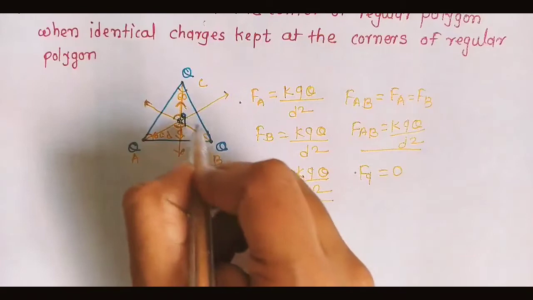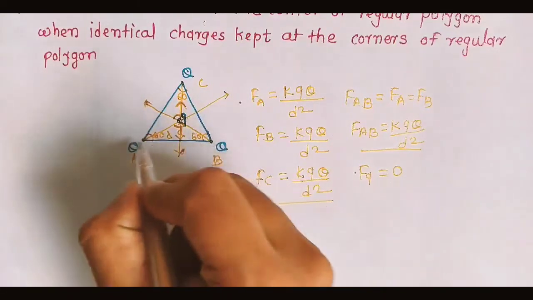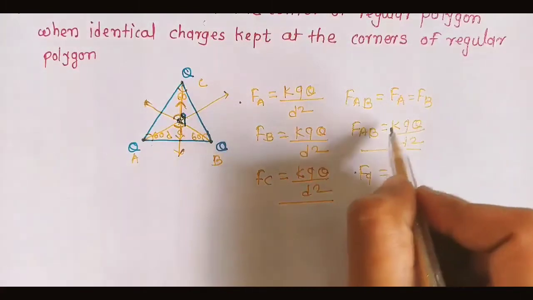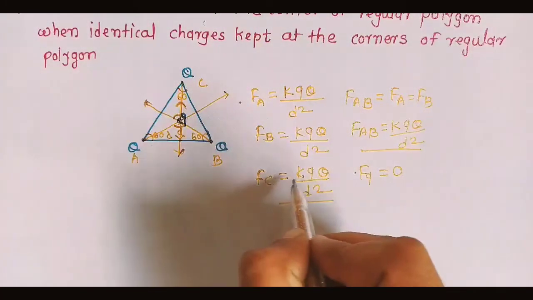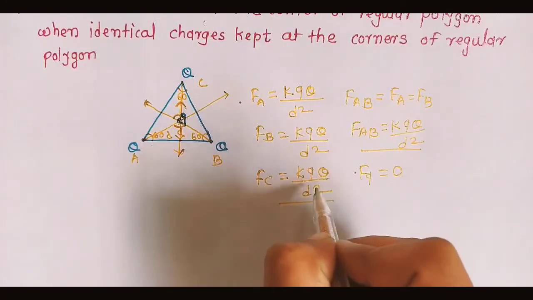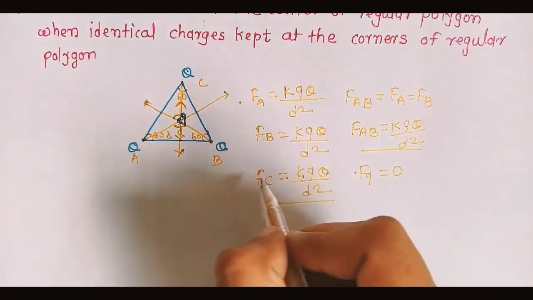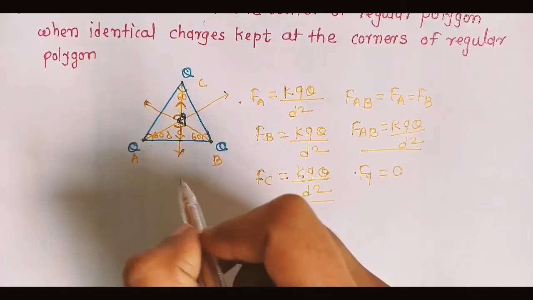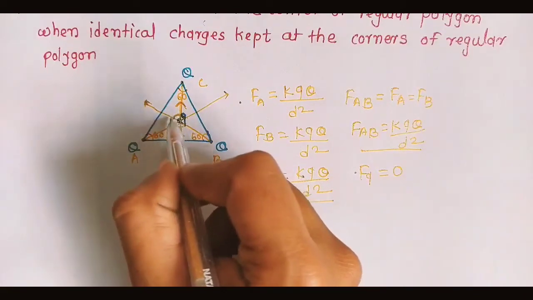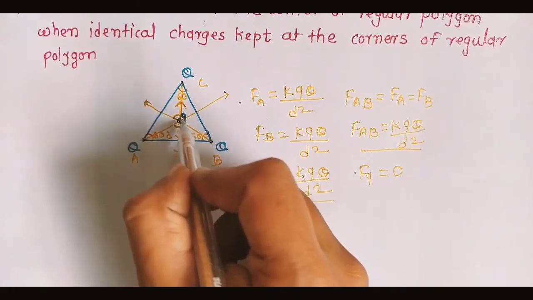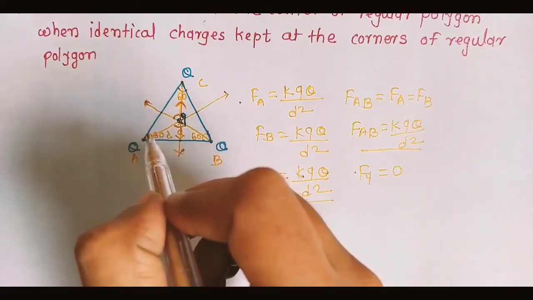The resultant of these two, Fa and Fb, is Fab. That is, Fab is equal to KQQ upon D square, which is the same as Fc, but they have opposite directions and the same magnitude. So that's why the net force on the charge at the center, Fq, is 0.